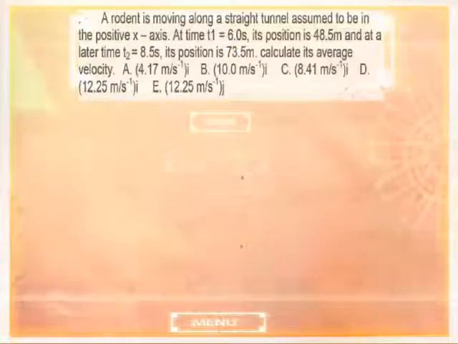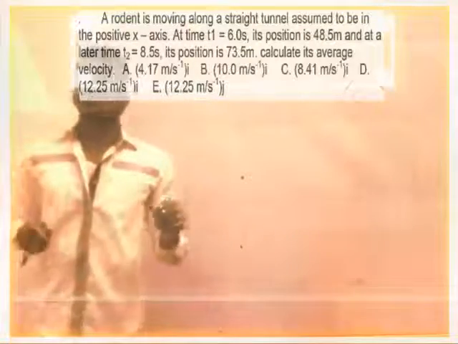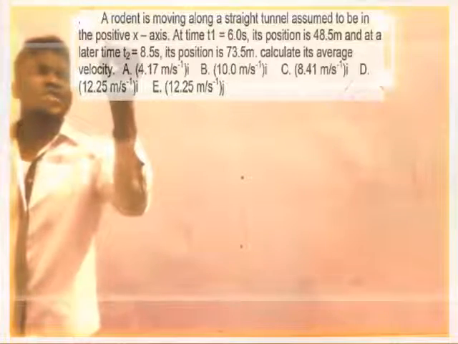Now this question says a rodent is moving along a straight line, a straight tunnel assumed to be in the positive x-axis. At a time of 6 seconds, its position is 48.5 meters, and at a later time, t2, which is 8.5 seconds, its position is 73.5 meters. Calculate its average velocity. Alright, we have options given to us for this question. What we simply do is, we were given the final position, we were given the initial position.